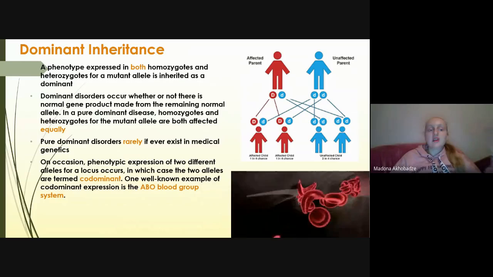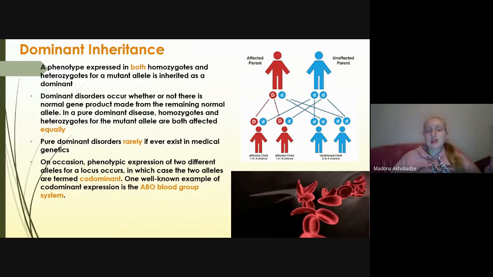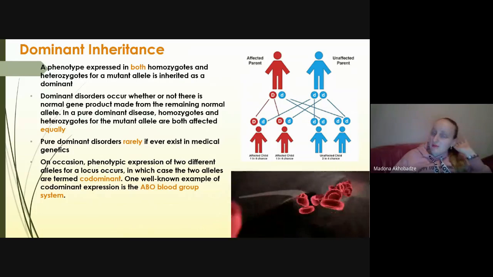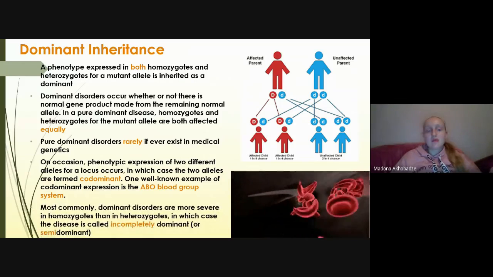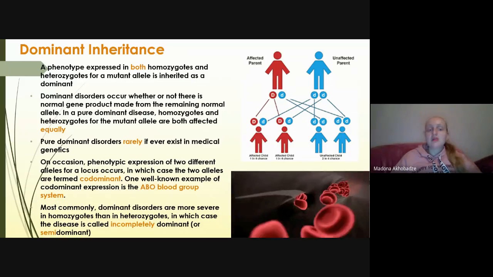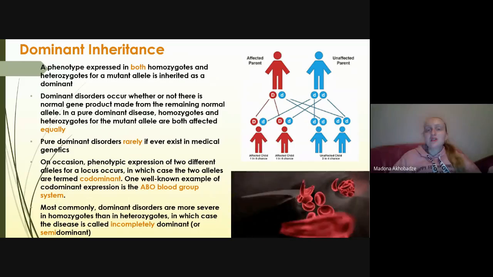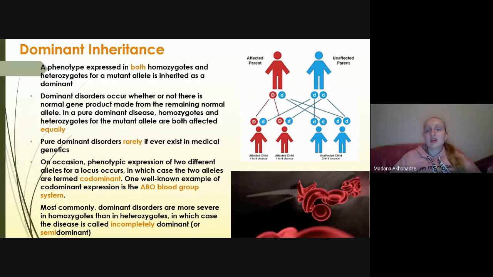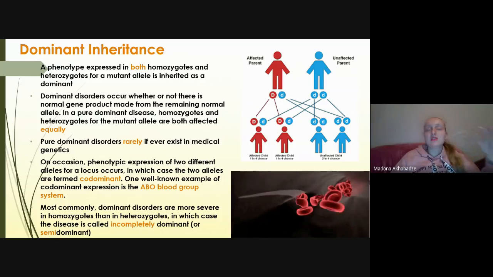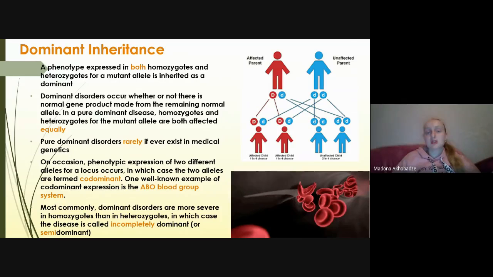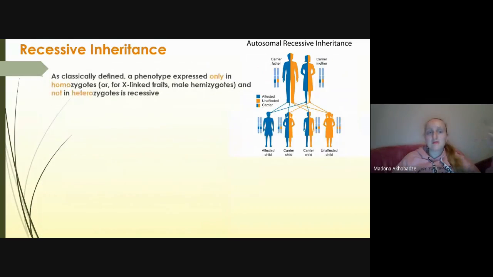But we have terms like codominance, like we have according to the ABO blood groups, and we've got incomplete dominance or semi-dominance. It means that we still have a heterozygous carrier of the mutant, but the disease is not expressed. It's not a complete dominance. Okay, it's a case of incomplete dominance.